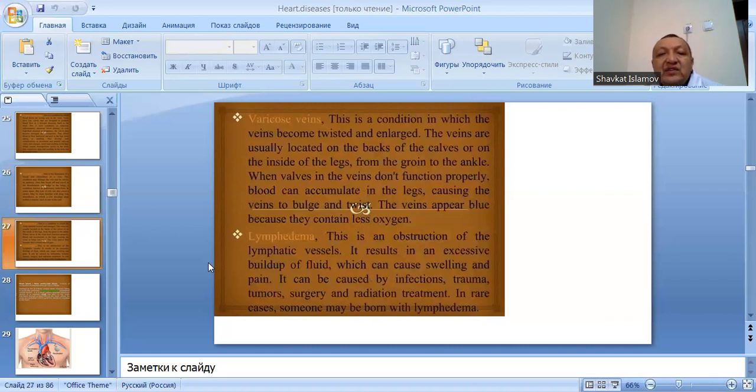Varicose veins. This is a condition in which the veins become twisted and enlarged. These veins are usually located on the backs of the calves or on the inside of the legs from the groin to the ankle. Lymphedema. This is an obstruction of the lymphatic vessels and results in an excessive buildup of fluid, which can cause swelling and pain. It can be caused by infection, trauma, tumor, surgery, and radiation treatment.